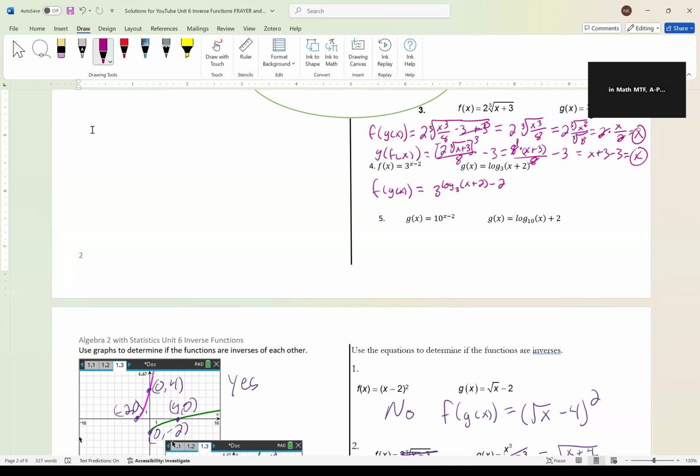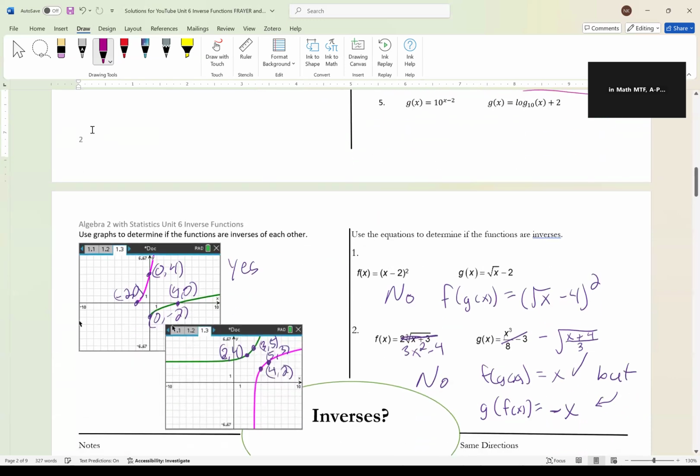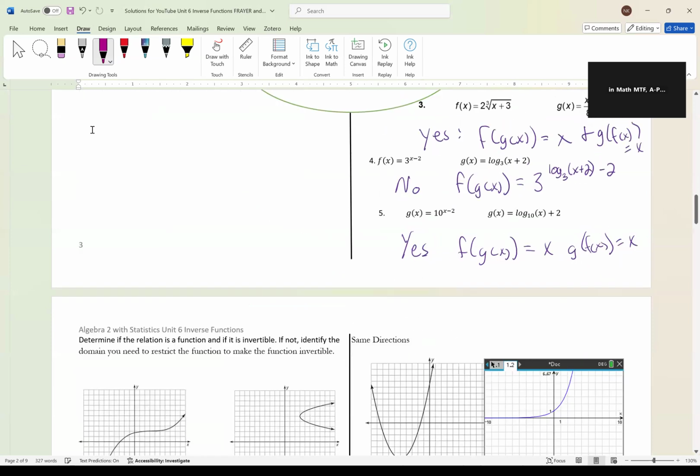However, it is important to note that the x plus 2 is part of the argument of that logarithm, meaning it's inside of the logarithm, so I can't do 2 minus 2. I cannot further simplify this, right? I would have to do subtraction before I do that exponent since all of this is grouped in the exponent. Not inverses, can't simplify any further. Number 5 are inverses if you check it.